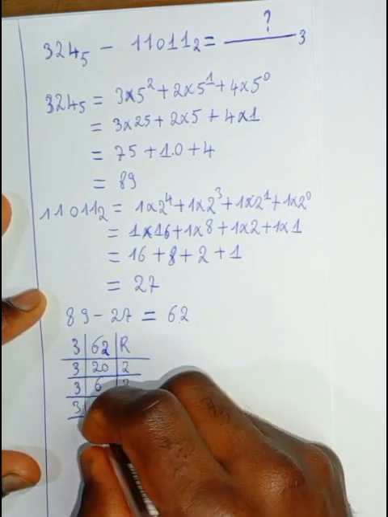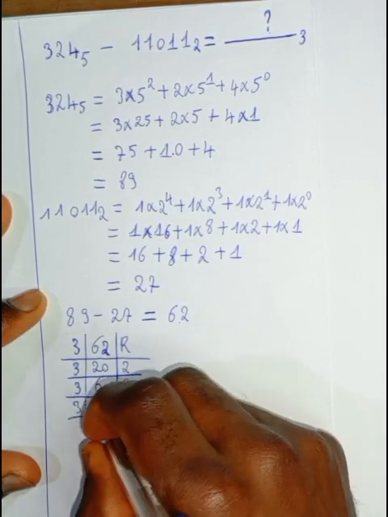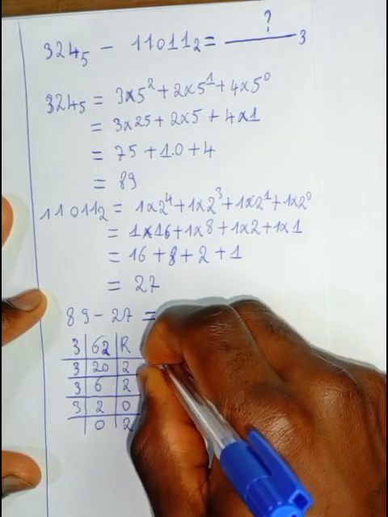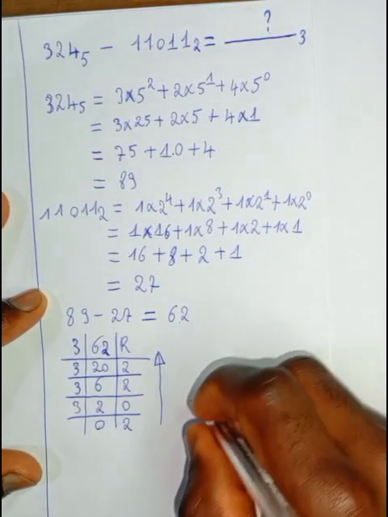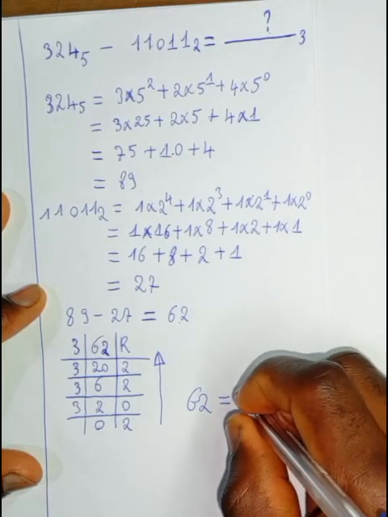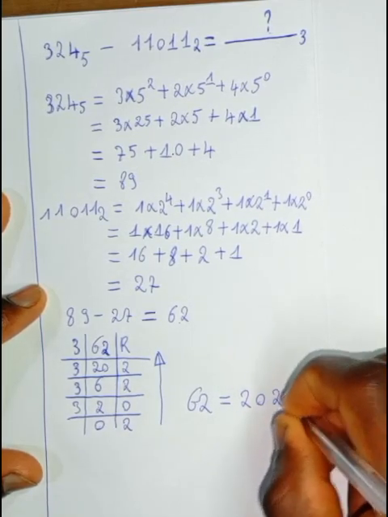2 is less than 3. If we divide 2 by 3, the whole number part will be 0 and the remainder will be 2. We copy from bottom to top. It simply means number 62 in base 3 is 2022.